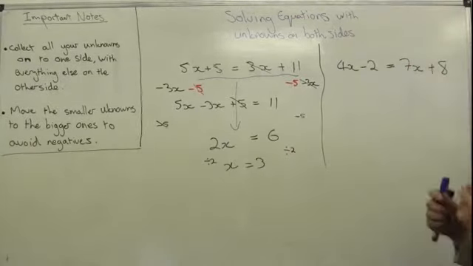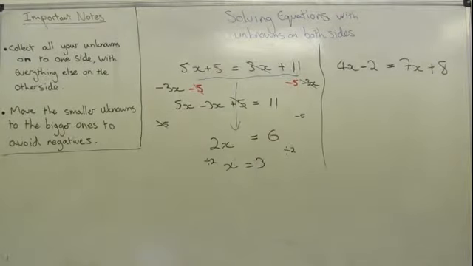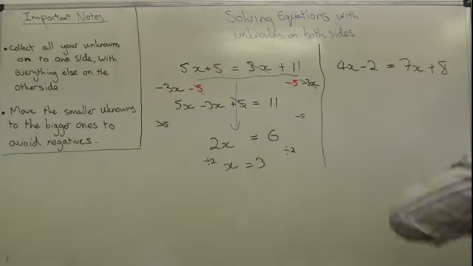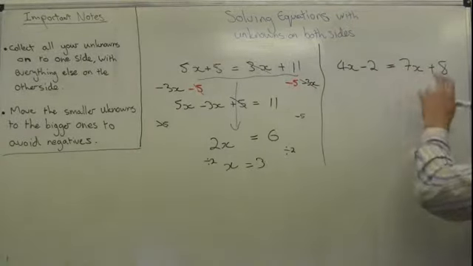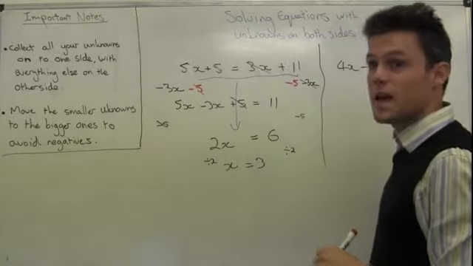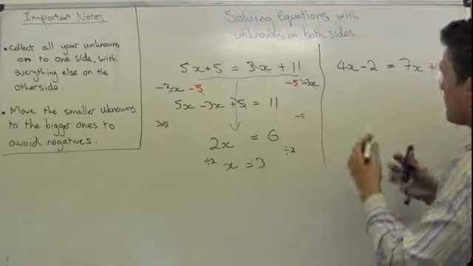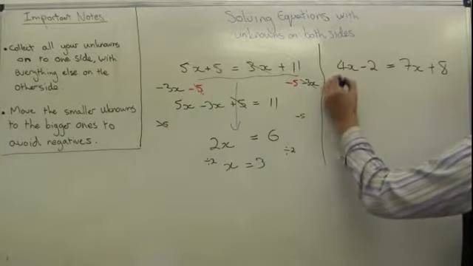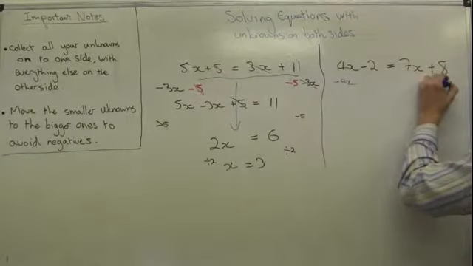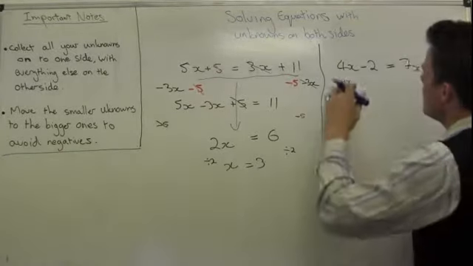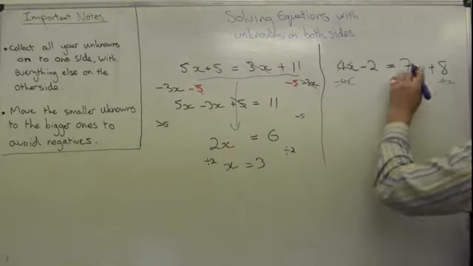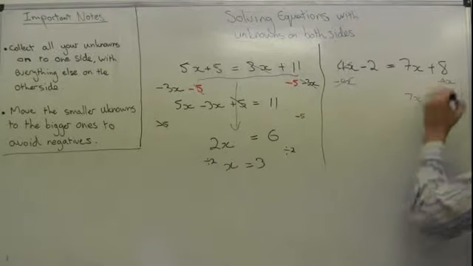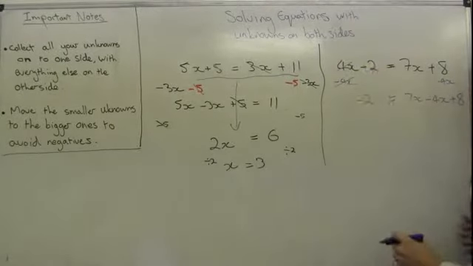On this side here, I'm going to move my x's to one side. But what I'm actually going to do is move my x value to the other side there. The reason I'm going to move it to that side is because that x there is bigger, and I'm going to avoid my negatives. So here, we're going to subtract 4x from both sides. So 4x minus 4x is going to cancel. I'm going to just have 7x minus 4x plus 8 equals negative 2.